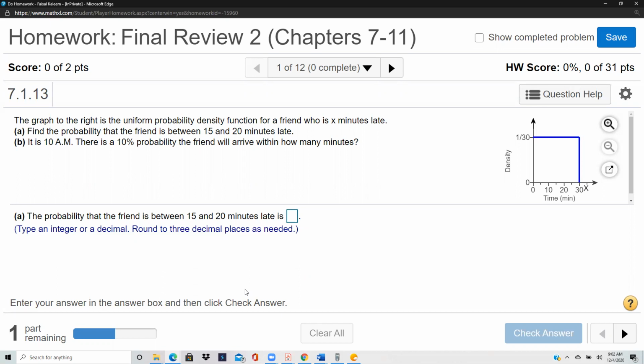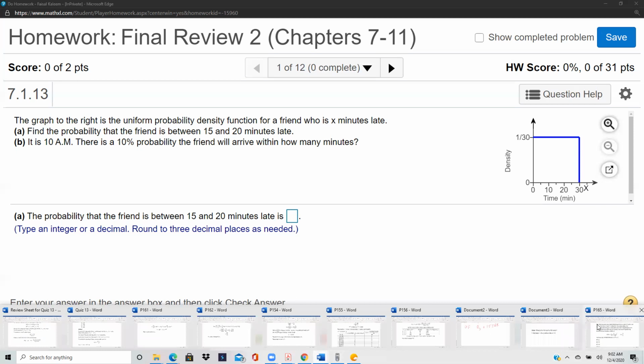I don't think so. Okay, so we are only interested in these horizontal values. So they go from 0 to 30, right? So that is our whole total, the 0 to 30. And we are asked how much is the probability that it's between 15 and 20. So between 15 and 20, okay, let's draw it on the number line.